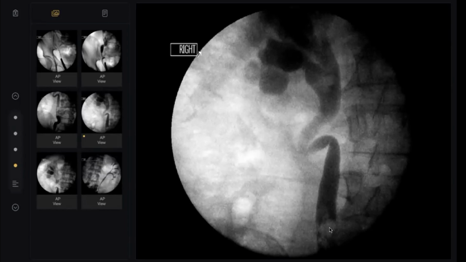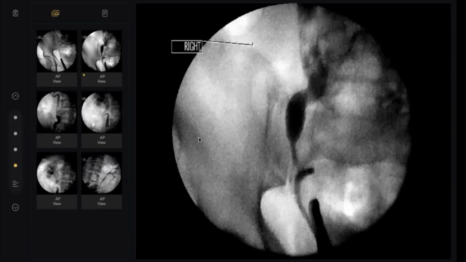What is this? Yes, sir. There is a large filling defect identified in the proximal or mid right ureter, leading to severe hydronephrosis. What's your final diagnosis? There is a long-term chronic obstruction due to a large ureteric calculus, leading to loss of cortex of the right kidney and loss of function on the right side. So this is a complication of long-term chronic obstruction due to the calculus.